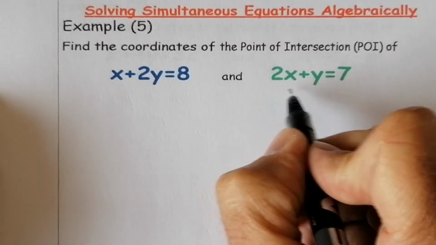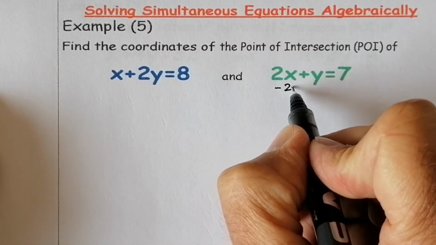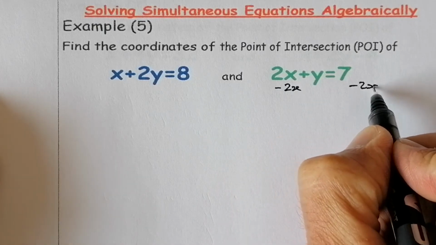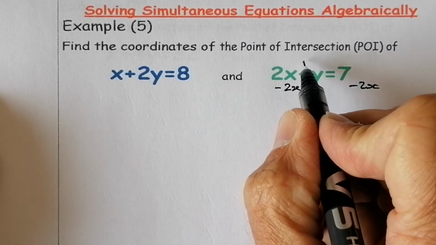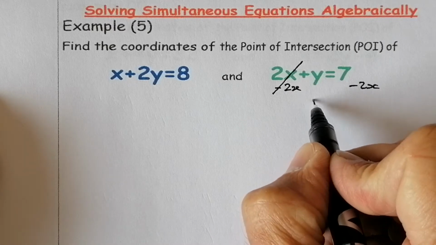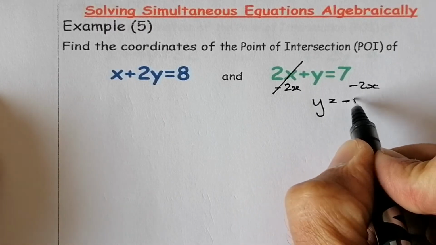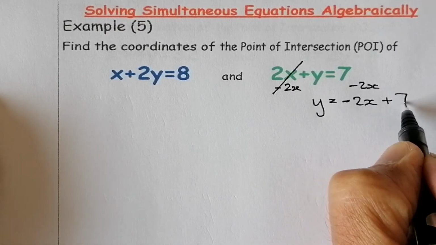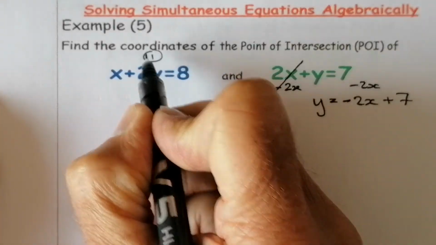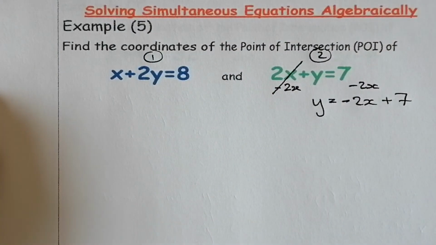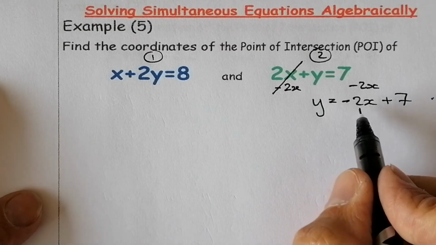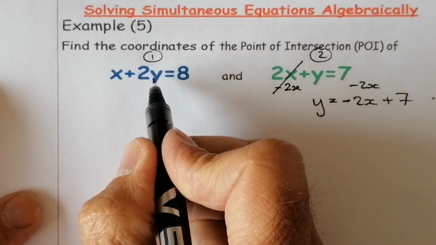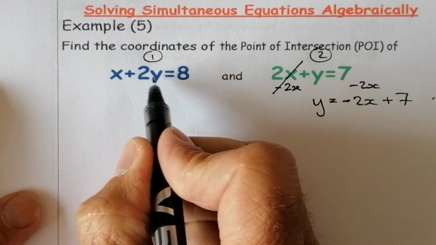So what we'll do is we'll take 2x away from that side, and I'll take 2x away from that side. So what I'm left with is, because that's going to eliminate, y is equal to minus 2x plus 7. This is my equation 1, my equation 2, same type of thing that we're going to be working on. And I'll be using this part here, the one that I've just changed around slightly. So I'm going to substitute that into here, okay, for my y.